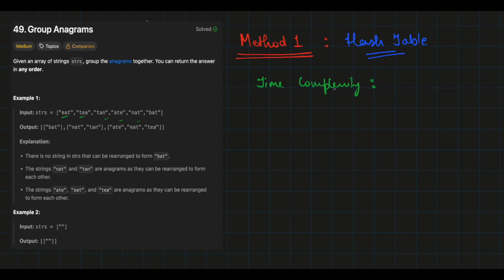The time complexity for this solution will be O of m into n, where m is the number of strings in the vector and n is the average length of each string in the vector. Here we'll be using O of m extra space for the unordered map and O of m into n space for returning the output.